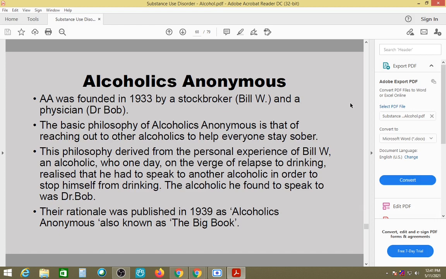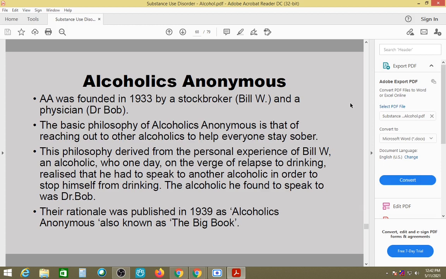Okay, AA was founded in 1933. Every organization has its own philosophy. You know what a philosophy is? The basic philosophy of Alcoholics Anonymous is reaching out to other alcoholics to help everyone stay sober. Why is it needed? Because we have seen in the change model that at every step of the process of change, there is a high risk of a person relapsing, going back to the use of the substance. So in order for a person to stay motivated, maintain abstinence and not relapse, they link themselves with AA. All the alcoholics come together and help themselves stay sober.